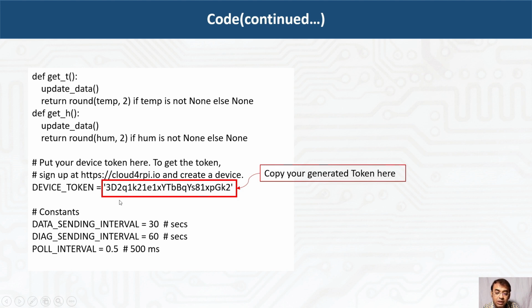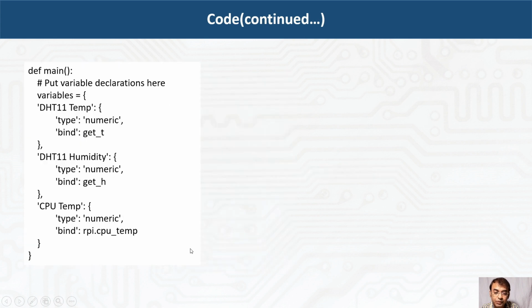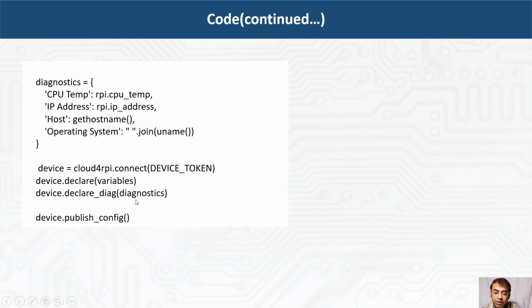And then guys, you can see we have added one token, so you have to copy paste this one. I'll show you guys. After that, you can see that the sending interval is 30 seconds. This is the type. The DHT11 temperature is numeric, and the humidity is also numeric, and it also senses the CPU temperature. That's why it is also numeric.